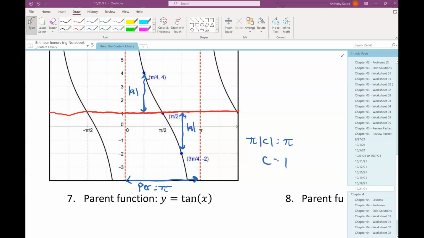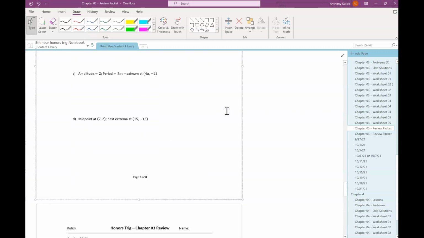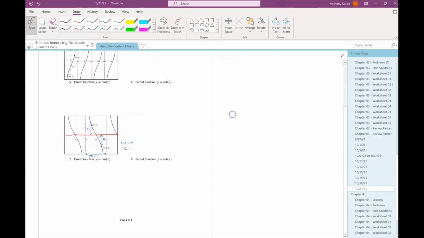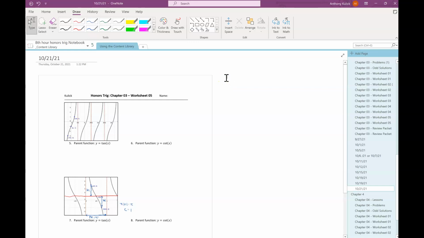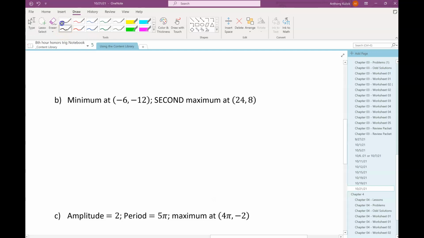Paul. Yeah, what page are we looking at? Okay, page 6, letter B. So it says we have a minimum at -6, -12, and the second maximum after that at 24, 8. So I'm just going to draw in a picture. So this is the midline or whatever. Actually, I'm just going to draw it as a solid line. It'll probably be easier.